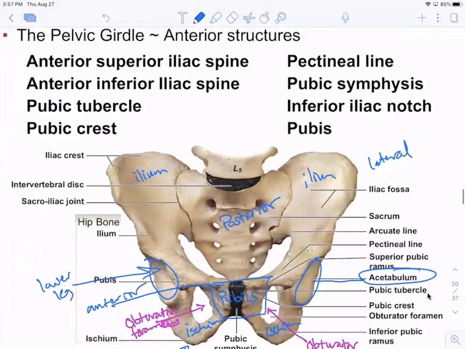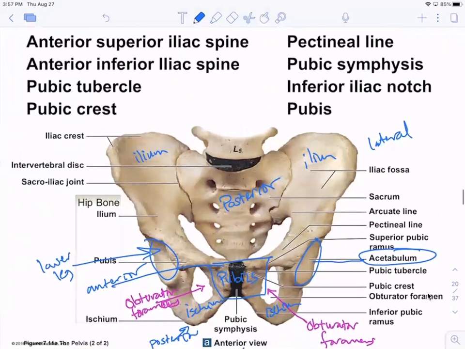There are some spines. The spines are pointy here, and then it dips, and then there's another pointy spine here. So you have a pointy spine here and a pointy spine there, and that is where some tendons attach. And so this is the front, right? So this is going to be anterior, and it's higher than this spine here, so it is anterior superior. It's on the iliac bone spine. And then this spine would be the anterior inferior iliac spine.